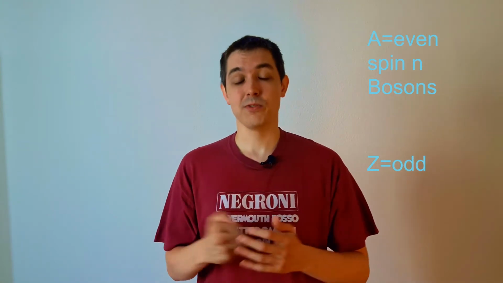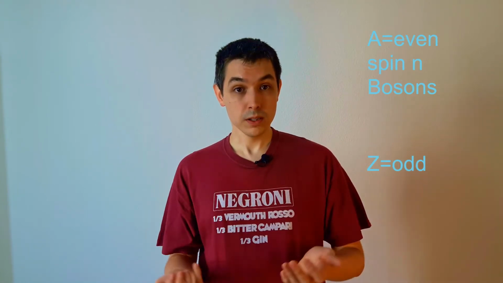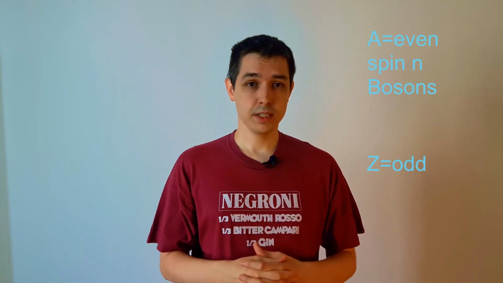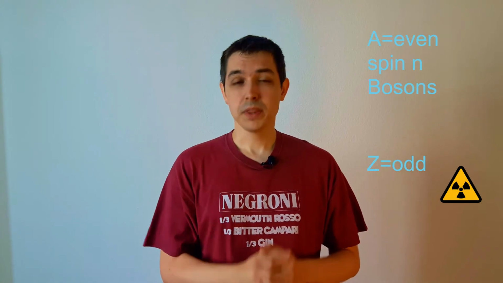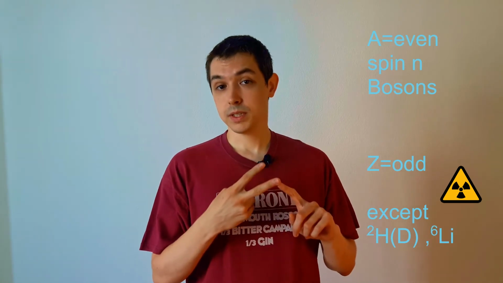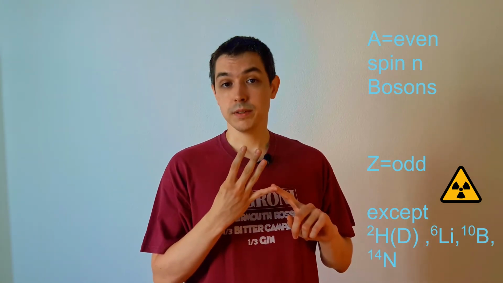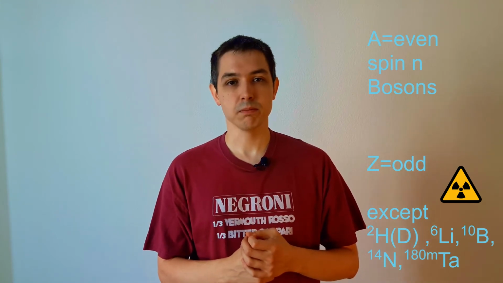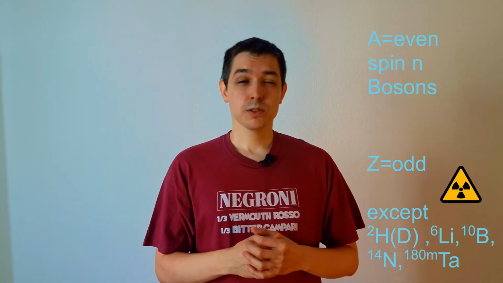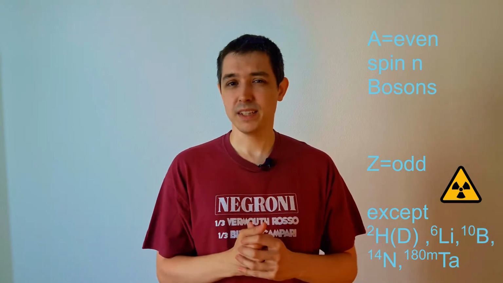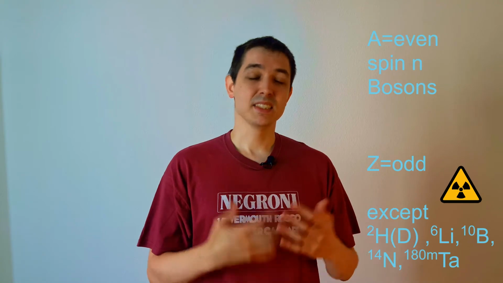So what happens if the atomic number is odd with mass even? Well, in most cases they are just radioactive isotopes, so not very stable, with only 5 exceptions: hydrogen-2, also referred to as deuteron, lithium-6, boron-10, nitrogen-14 and tantalum-180 metastable. No one ever performed NMR on this isotope of tantalum, but it's in the list. There are also other 4 isotopes that are stable enough to be handled safely, but yet it's problematic.